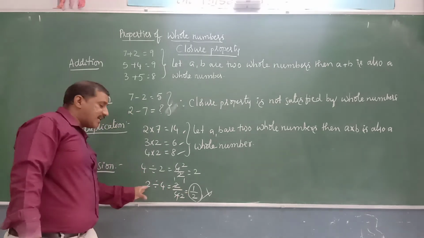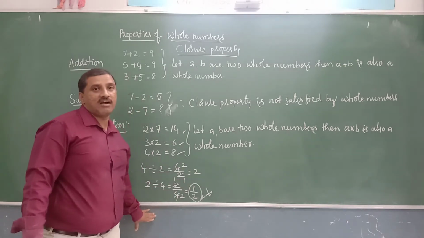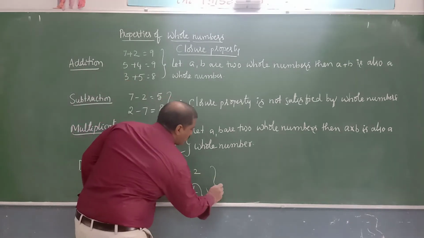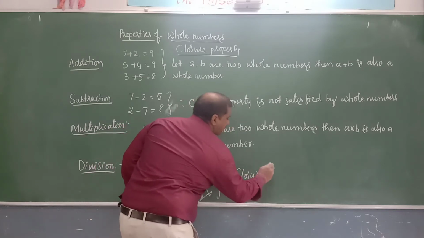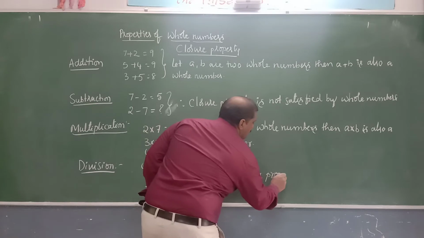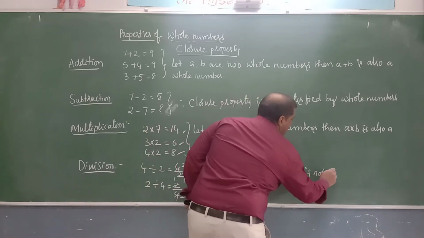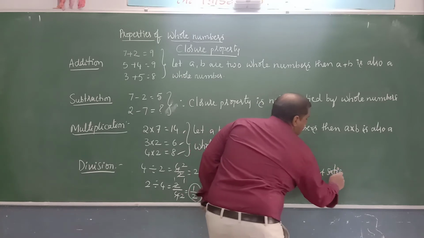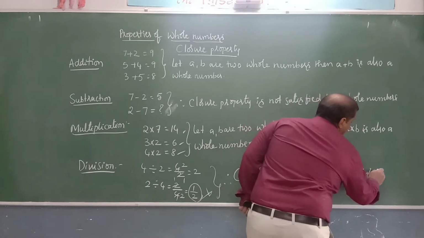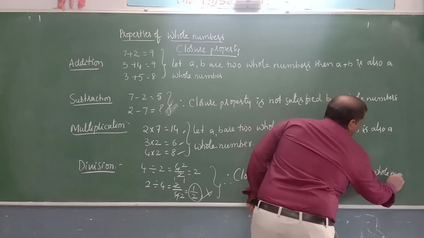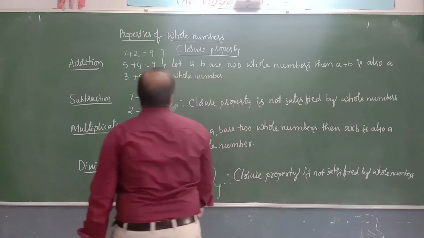It means that the division of two whole numbers will not always be a whole number. Therefore, what can we conclude? The closure property is not satisfied by whole numbers under division.